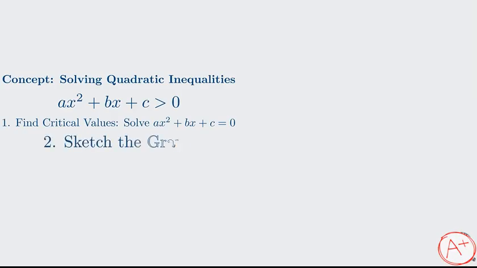Next, sketch the parabola. If the coefficient of x squared is positive, the parabola opens upwards. If it is negative, it opens downwards. Finally, look at the inequality sign. If we want the expression to be greater than 0, we look for the parts of the curve above the x-axis. If we want it to be less than 0, we look for the parts below the x-axis.